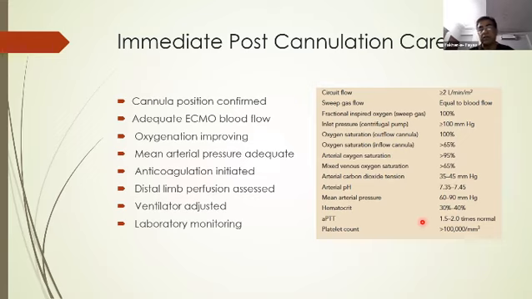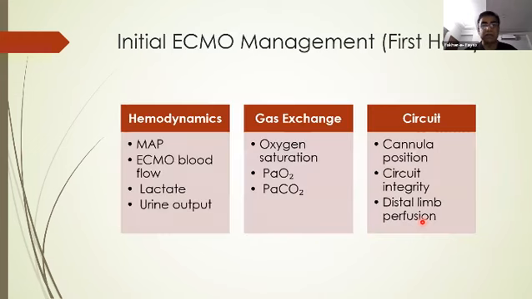So we want to keep the hematocrit around 30 to 40% or the hemoglobin above 6. Then we target the anticoagulation by monitoring the APTT. The target is more than 2, but in our setup, we basically target the ACT, which we want to keep around 180 to 220. And then we want to keep the platelet count more than 100,000, because wherever there is anticoagulation, there is risk of bleeding. So we don't want the platelet count to be less than 100,000.